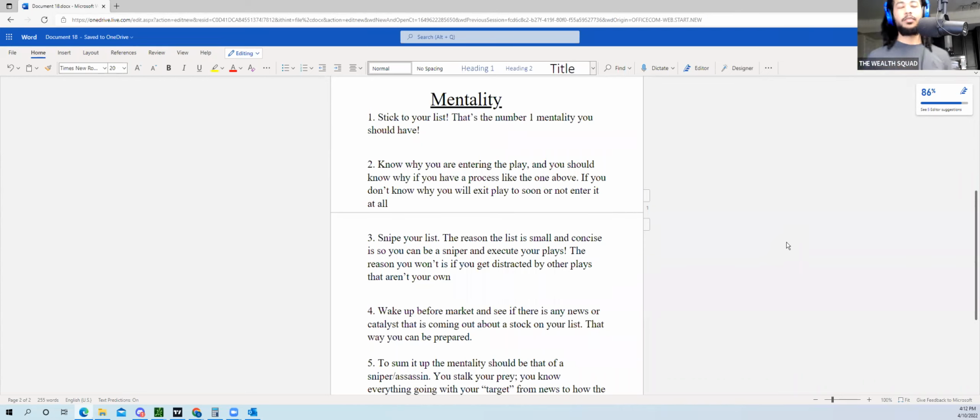All right. Two, know why you are entering the play. And you should know why if you have a process like the one above, the process for the plays. If you don't know why, you will exit a play too soon or not enter it at all.